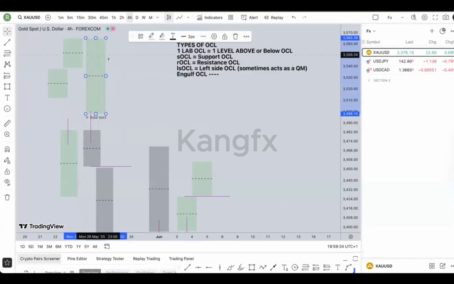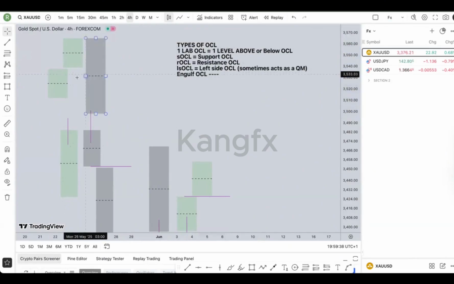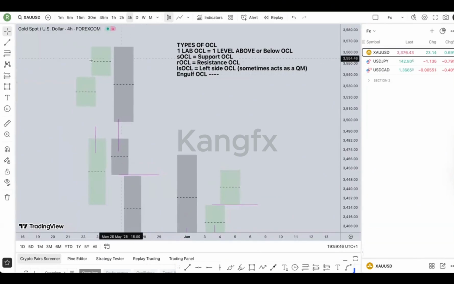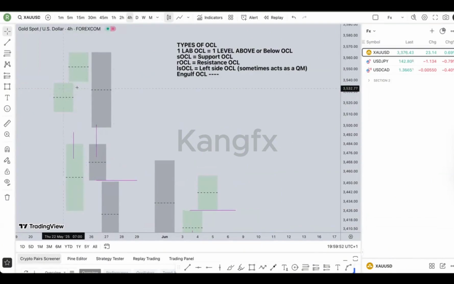But you won't see me, I don't trade engulf OCLs. You won't see me trade it. Because based on my backtesting and the way I trade advanced MSNR, they are not that strong for me to trade. So you see these two different things. So don't let them confuse you. This engulf OCL is purely different from this resistance OCL. So don't see engulf OCL and start trading thinking it's resistance OCL.